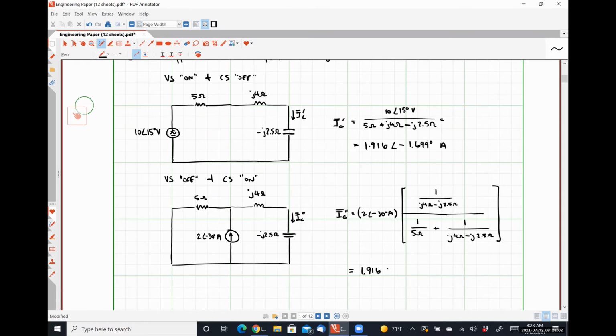And I get 1.916 with an angle of negative 46 and 0.699 degrees. Oops, let me double check that. Unless that's what either of you guys got.